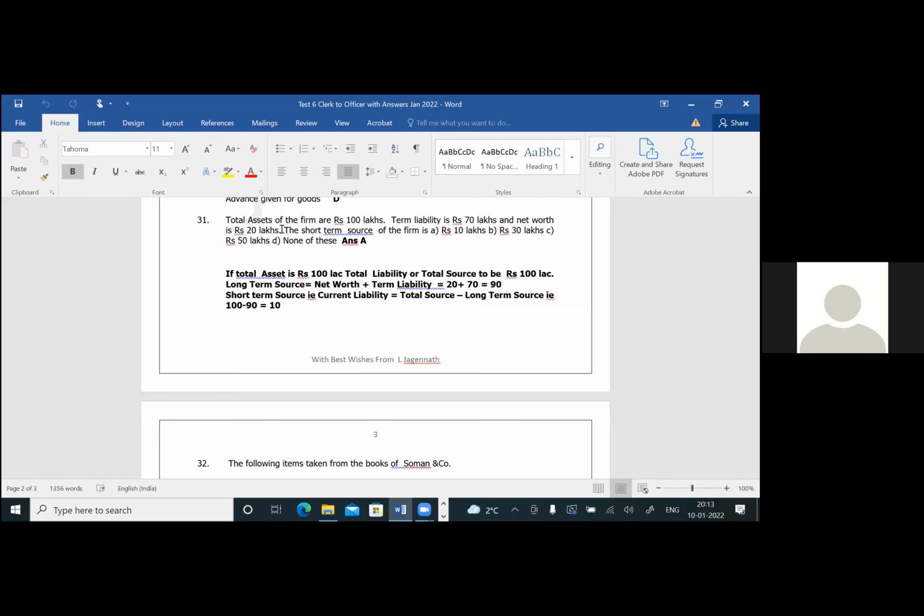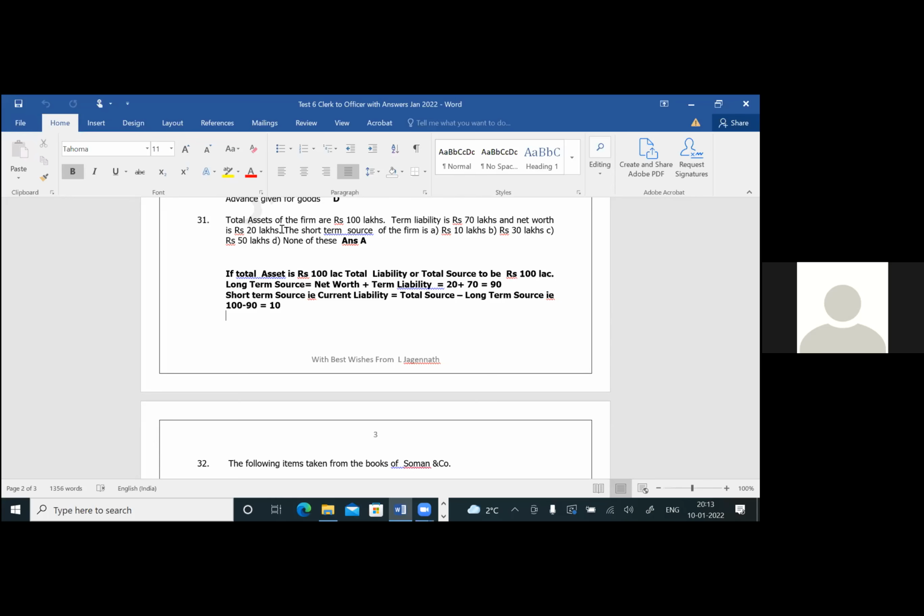When you add the net worth and term liability, 70 plus 20, what do you call it? You call it long-term sources. Again, I repeat, when you add the net worth and term liability, both put together is called long-term source. Then the current liability is the short-term source. So total source is 100. How did you get total source as 100? Total liability is 100. How did you get total liability as 100? Total asset is 100. When total asset is 100, total liability is also 100.